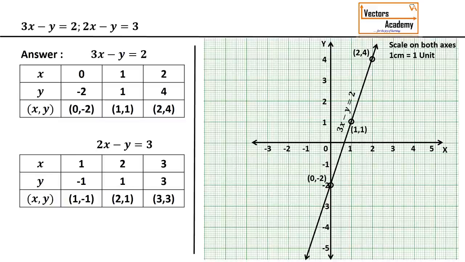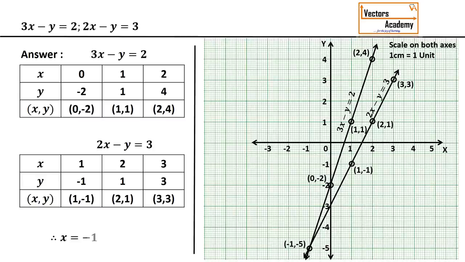Second, for the second table, the points are (1, -1), (2, 1) and (3, 3). I have got all the 3 points. I'll join them. I'll get the second line. Now these two lines intersect at a point which is in the third quadrant, whose x coordinate is -1 and y coordinate is -5. So the answer for this question is x equal to -1 and y is equal to -5.